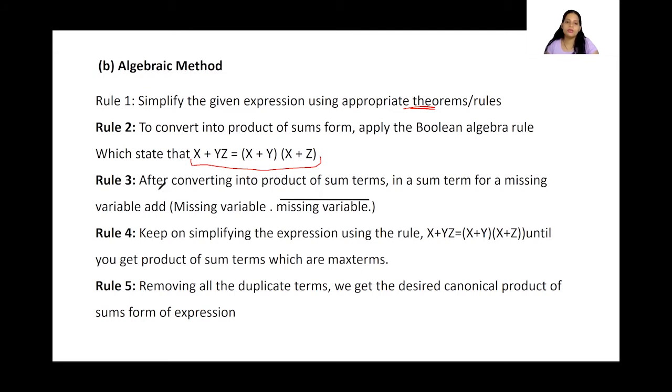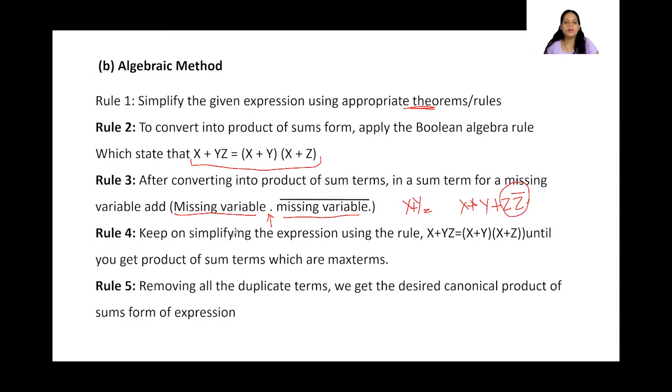or what we are going to do after converting into the product of sum term, in a sum term for a missing variable, add this one. So here, suppose we have xy, and if z is missing, we are going to write it as x plus y, so z is missing, so it is going to be x plus y plus z into z bar. So that is what they are saying. They are saying missing variable and complement of the missing variable, which is nothing but something like this.